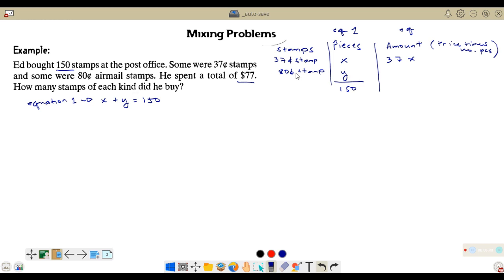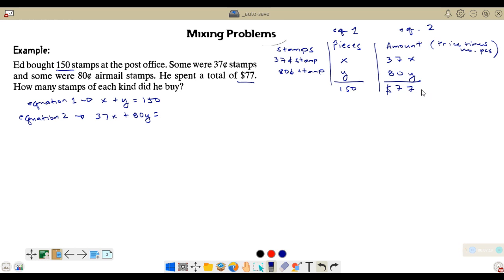For the total amount that you spent buying 80-cent stamps, of course, that is 80y. And all in all, magkano daw yung nagastos mo? So, for equation number 2, $77. So, ano yung pwede natin gamitin for equation 2? So, pwede natin siyang isulat as 37x plus 80y is equal to, you have to be careful on this part. Kasi ito ay naka-cents. Ito ay naka-dollar.